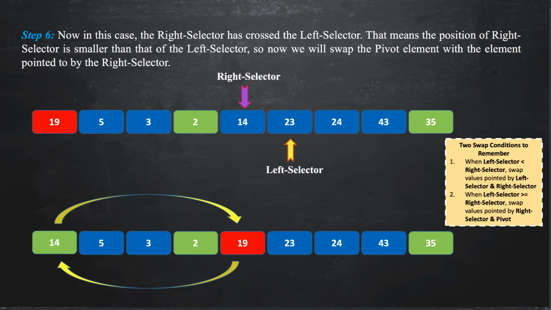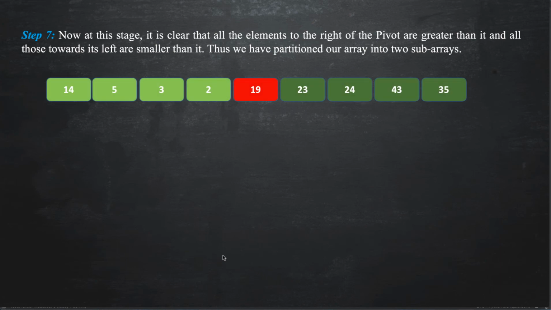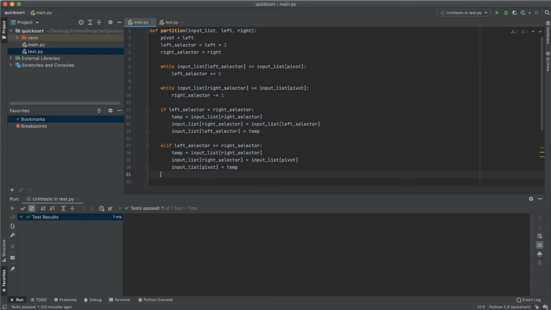After we are done swapping values pointed by right selector with the pivot, we end our partitioning algorithm and then we return the pivot position so that we can recursively again apply quicksort on the two subarrays. So let us return the pivot position, because pivot is now swapped with the right selector.